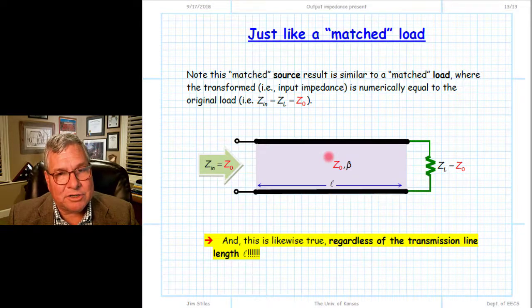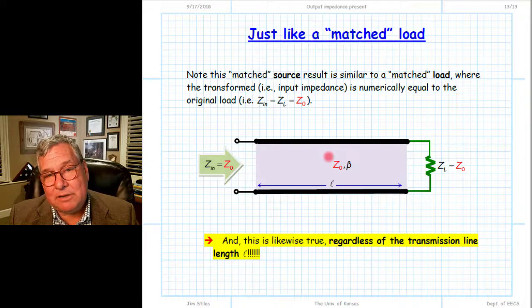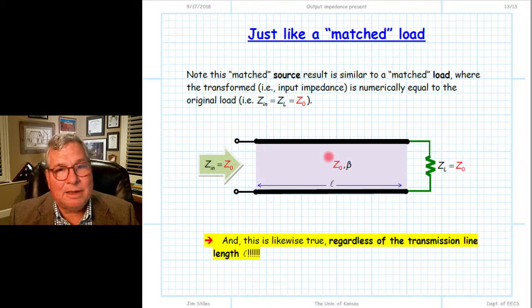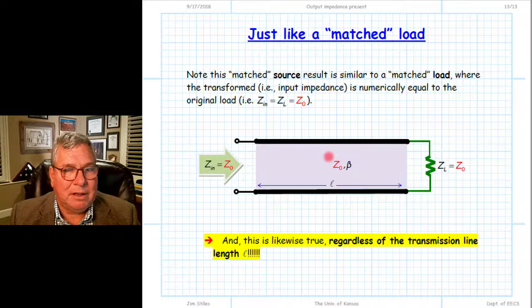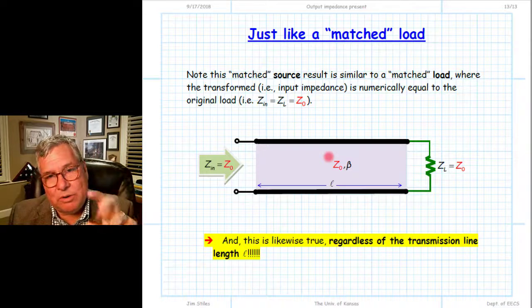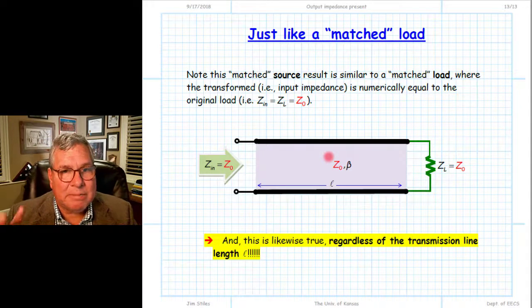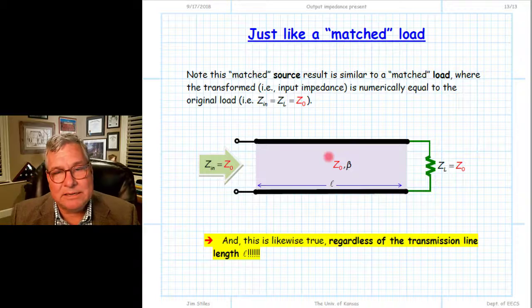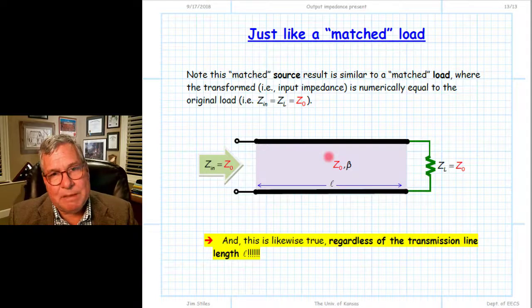We might have a conjugate match with a matched source, or we might not. We might have a conjugate match with a matched load, or we might not. Again, we have to complete the circuit before we can determine whether we have a conjugate match. It is completely independent of whether we quote-unquote have a matched load numerically equal to Z0 or a matched source whose source impedance is numerically equal to Z0. Do not make that mistake.